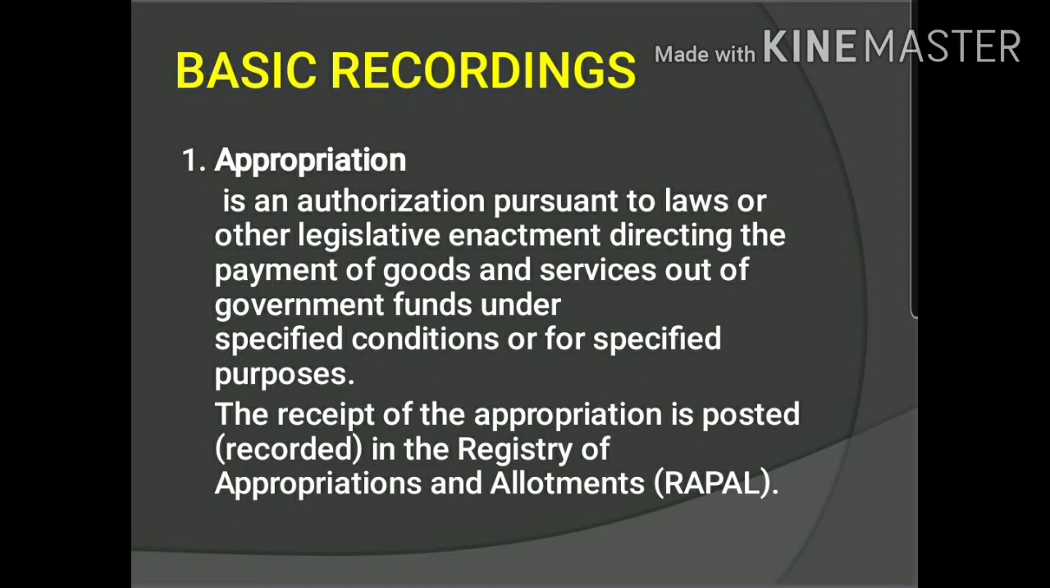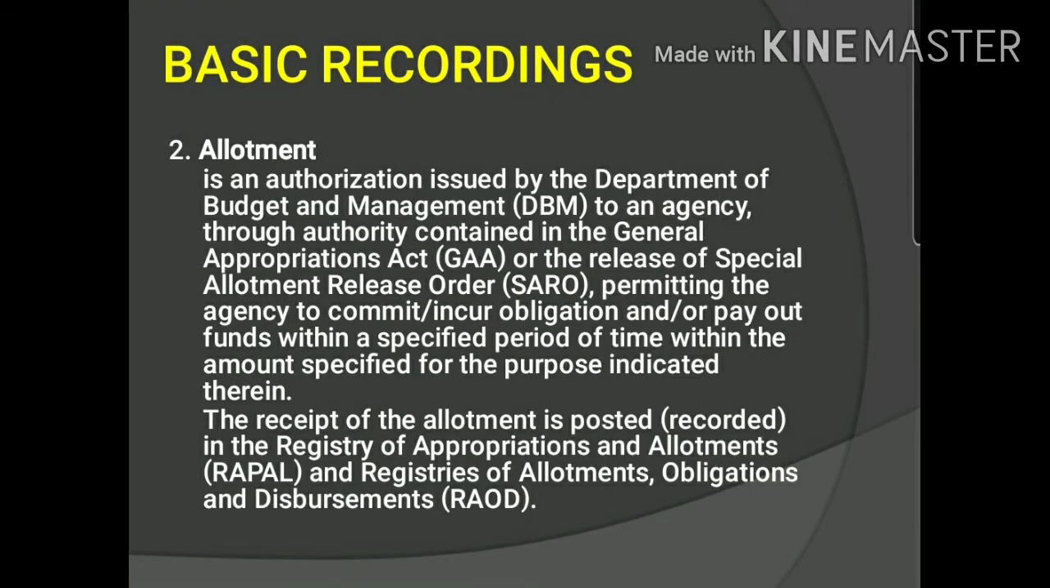The receipt of the appropriation is posted, recorded, in the Registry of Appropriations and Allotments, RAPAL. 2. Allotment. In simple terms, an allotment is a chunk of an appropriation. If appropriation is a whole pizza, an allotment represents a slice or share of a government agency from the pizza.